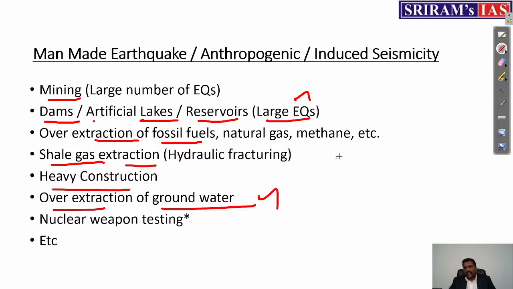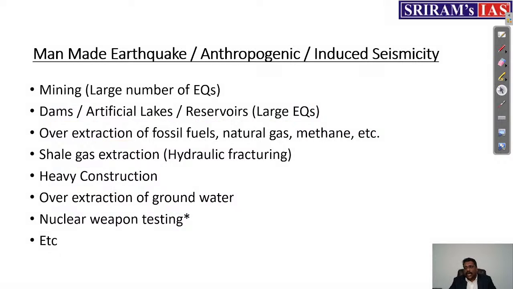All right, the logic is very simple. Wherever there is a large scale tampering or modification of the lithosphere, there is a large chance that it will result in what? Earthquake. Either addition of weight or removal of weight, both. But the word large scale is very important. Large scale tampering of the lithosphere is important. Okay, right, my dear friends.